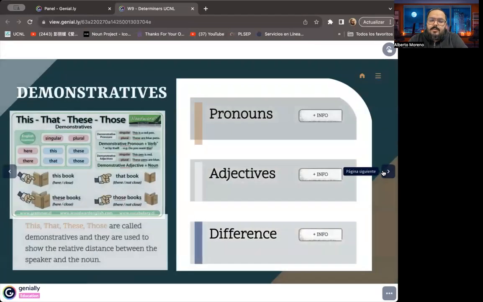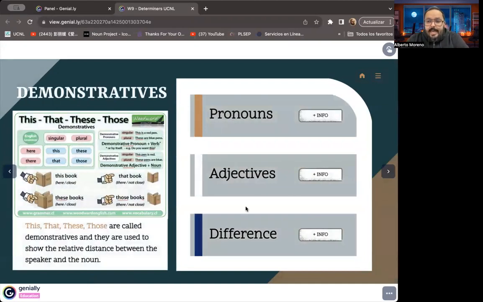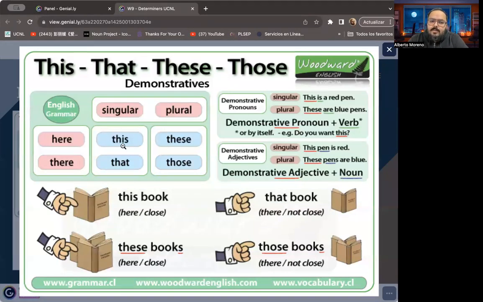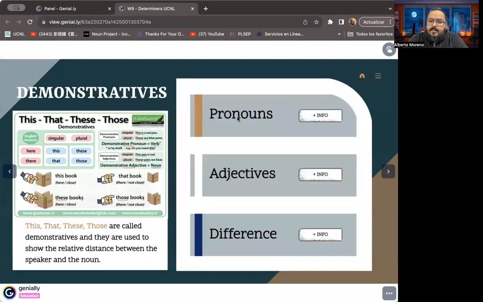Now, let's continue with the next topic, the demonstratives. And the demonstratives are easy. Says in here: this, that, these, and those. These words are called demonstratives, and they are used to show the relative distance between the speaker and the noun. This is telling us that these words are used to talk about the distance between the person who speaks and the object we are talking about. But let's see what the pronouns are, what the adjectives are, and what the difference is more in depth.